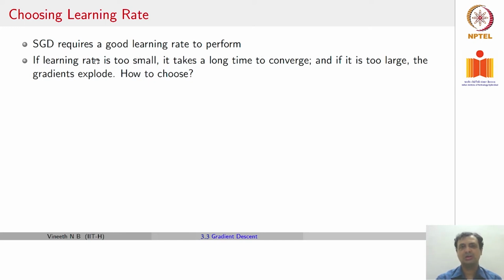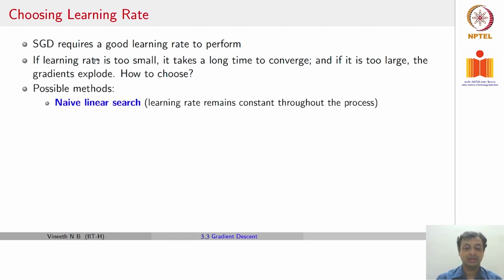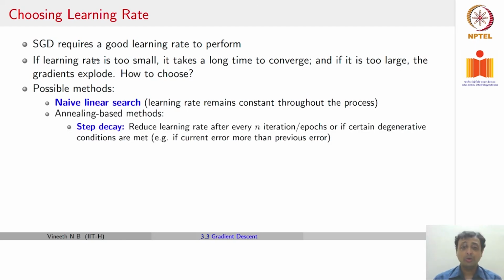Now, how do you choose a learning rate in practice? Assuming we don't use momentum, how do you choose a learning rate in practice? One simple option is naive linear search. You just keep your learning rate constant throughout the process. Just fix it. Use the same learning rate across all your iterations until you reach convergence. Or you could use annealing based methods. Annealing based methods are methods where you gradually reduce the learning rate over time using some formula that you come up with. Let's see a couple of them now.